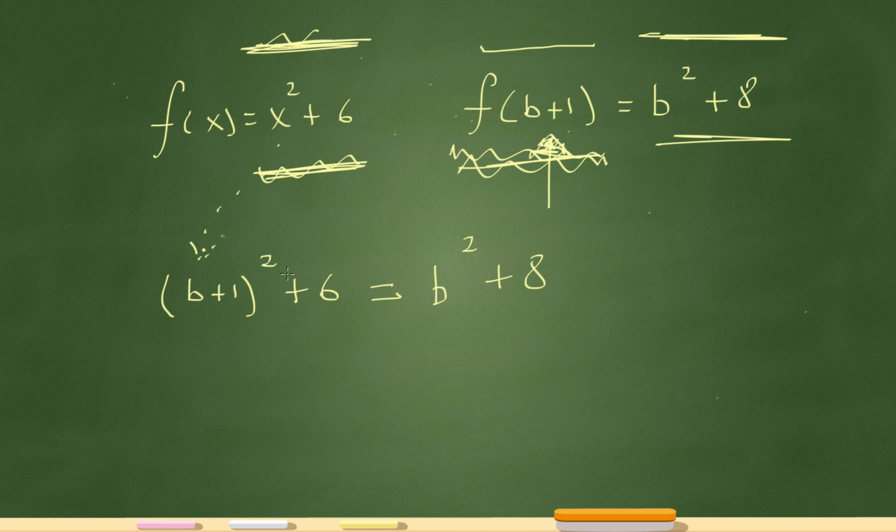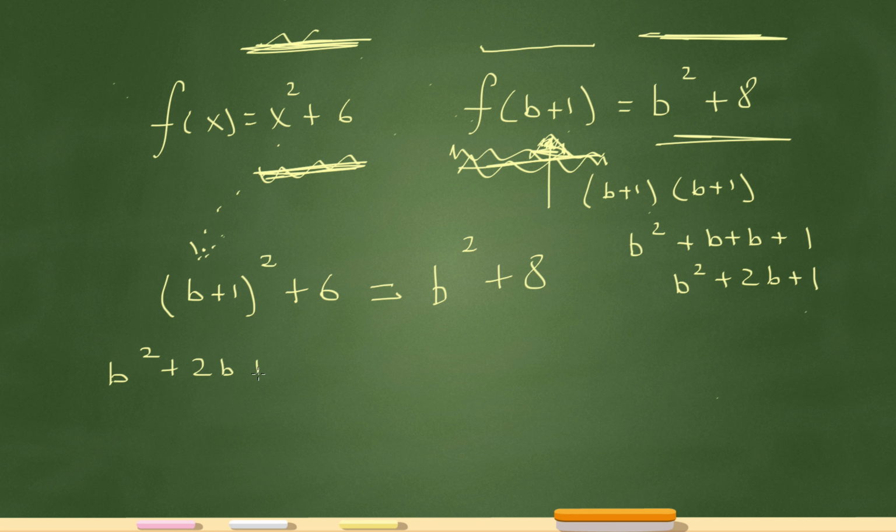Keep in mind that b plus 1 squared over here is actually foiling it, so let me do that over here. So it's b plus 1 times b plus 1, which will be first, outer, inner, last. First will be b squared, outer will be b, inner will be b, and the last will be 1. So that leaves me with b squared plus 2b plus 1. So that's what I have here. b squared plus 2b plus 1 plus 6 equals b squared plus 8.